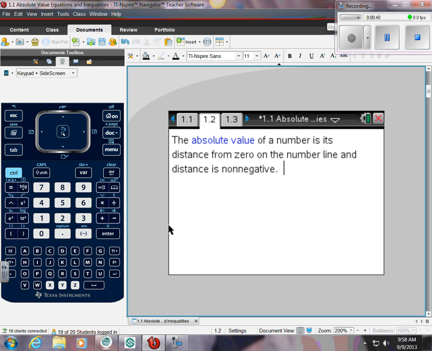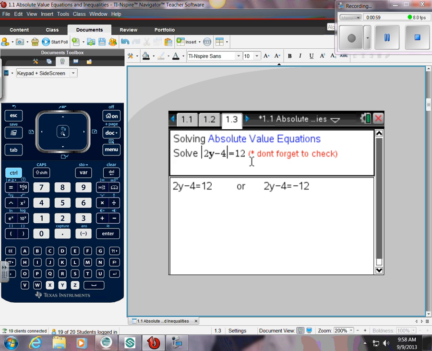Is the absolute value ever negative? No. What's the absolute value of 5? What's the absolute value of negative 5? 5. So does the absolute value ever wind up being negative? No, but I know I can take the absolute value of a negative and it becomes positive. Any problems with that? Okay, so we have to learn how to use this kind of to our advantage here.